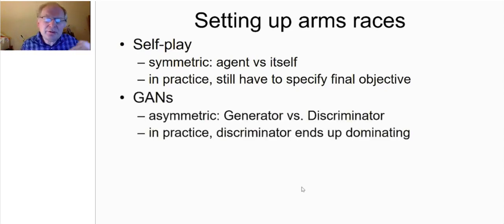GANs are asymmetric. So you have a generator and you have a discriminator. Ideally, in an ideal world, the discriminator could get really clever, and the generator could get even more clever, and this could go on forever and ever. Unfortunately, in practice, the discriminator ends up dominating the generator pretty early on, and so this explosion of creativity doesn't really happen, at least currently.